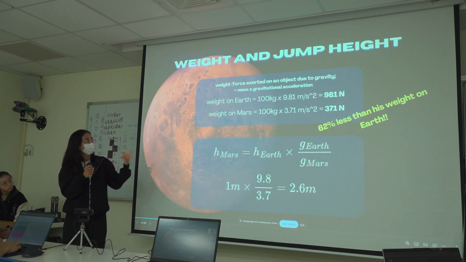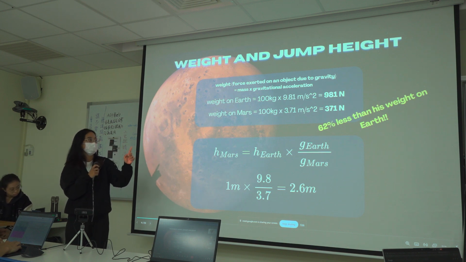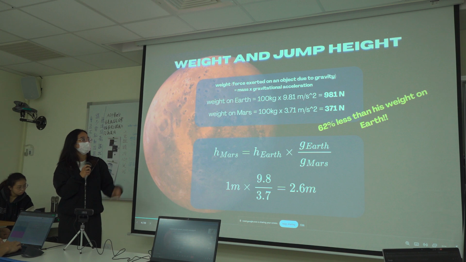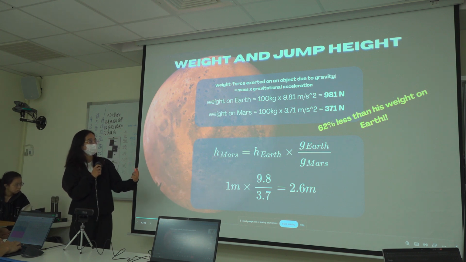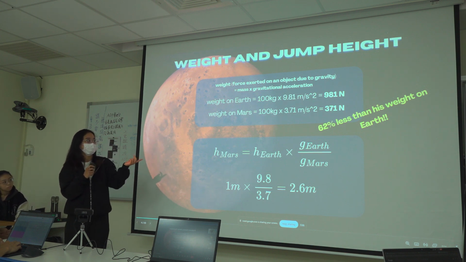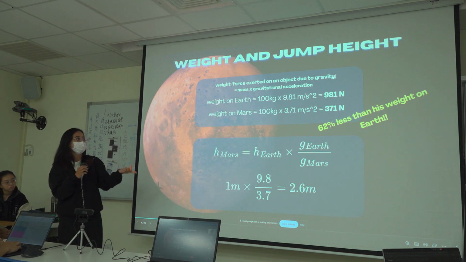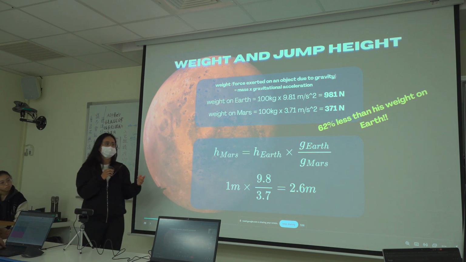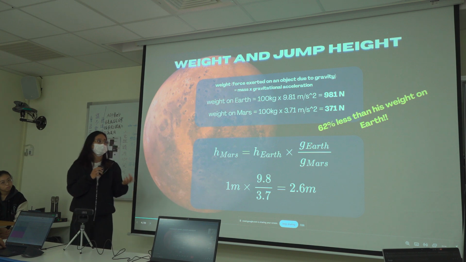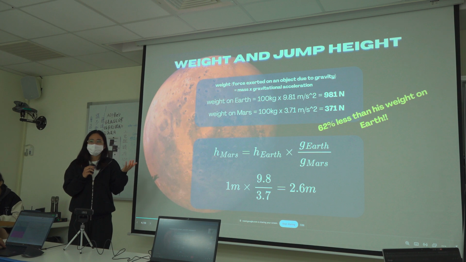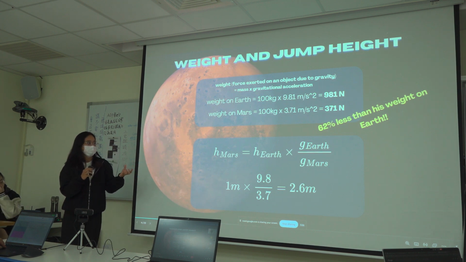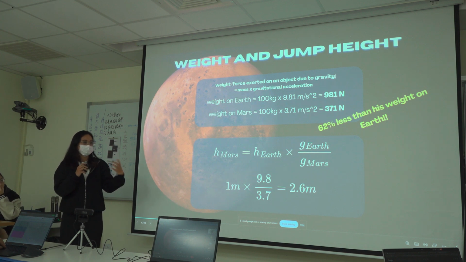So his weight on Earth, or the force exerted, will be around 981 newtons. While on Mars, we multiply 100 kilograms by 3.71 meters per second squared, and we get 371 newtons, which is 62% less than his weight on Earth. Knowing this, he should be moving faster, and doing work would be so much lighter.